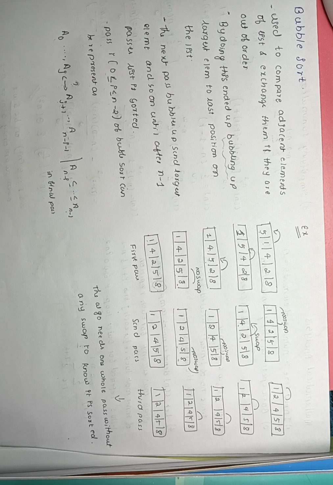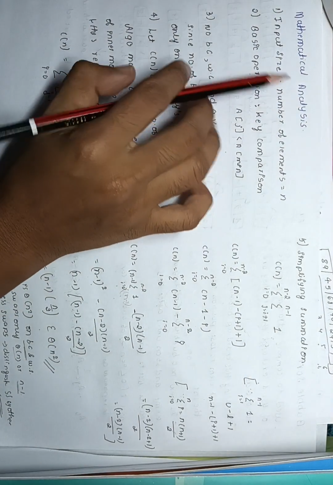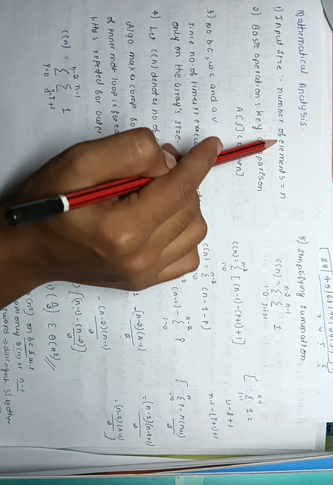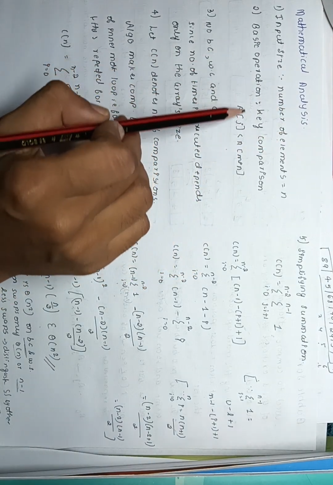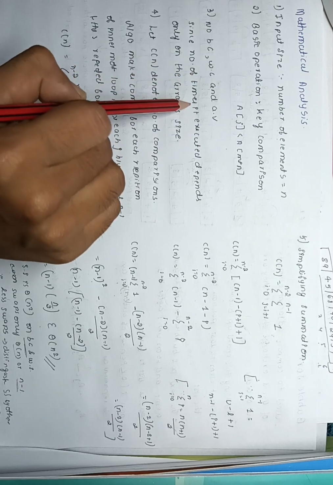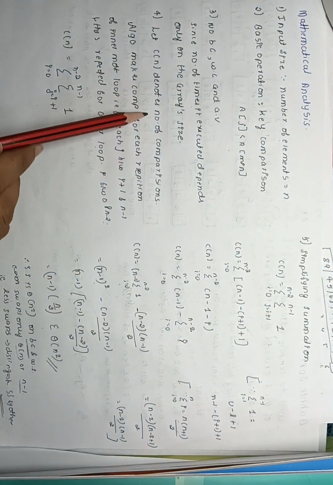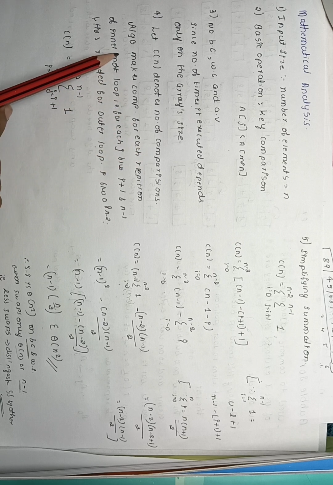This is called bubble sort. The analysis of bubble sort: input size is nothing but the number of elements in the array. The basic operation we performed is key comparison. Next, there is no best case or worst case, because the execution time depends only on the array size. Let C(n) denote the number of comparisons.